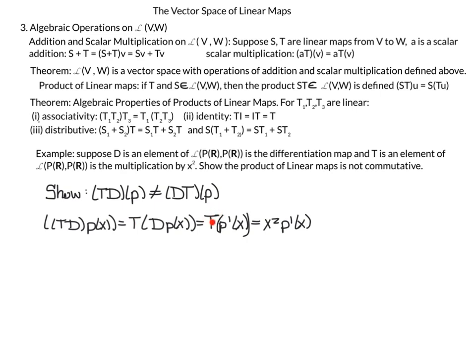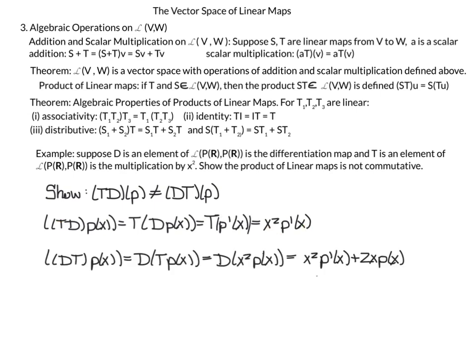Now the next step is do the transformation T on P prime of x. Well, the transformation T multiplies by x squared. So our final answer for TD P of x is x squared P prime of x. Now we want to compare this to DT P of x.